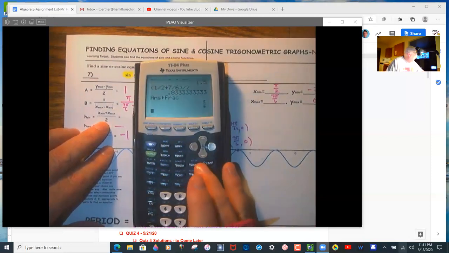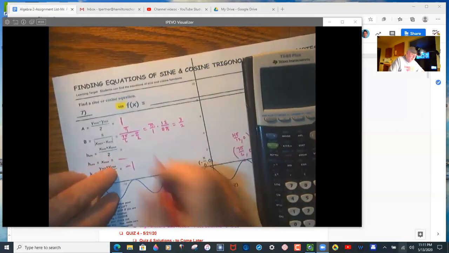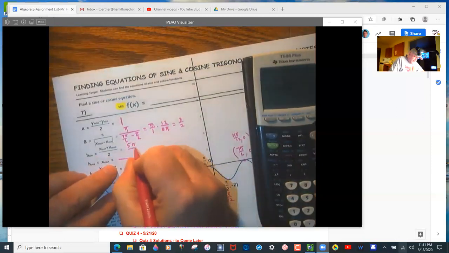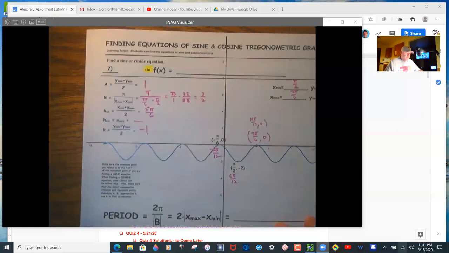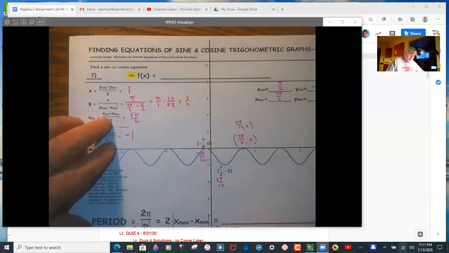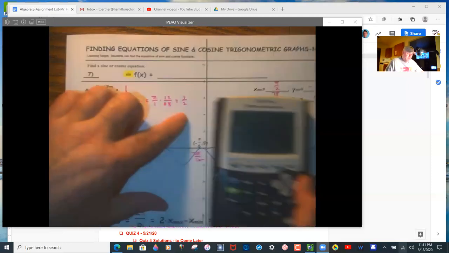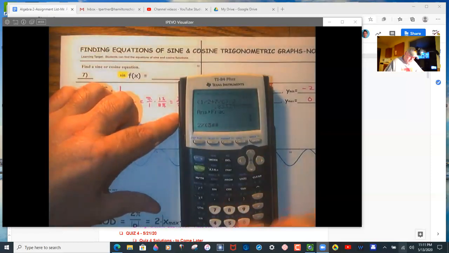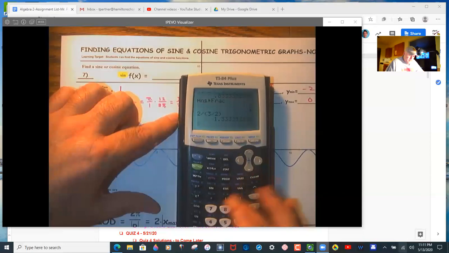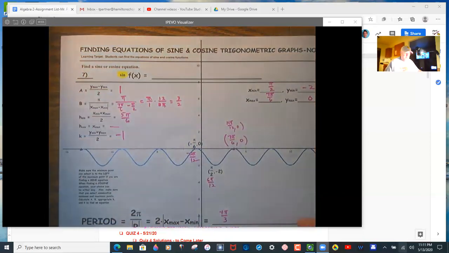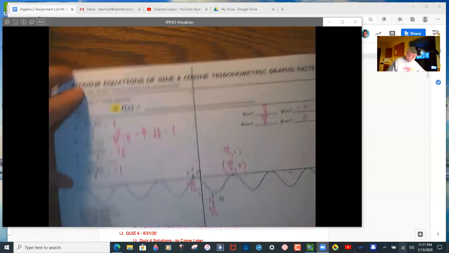So 5 pi over 6 is the h value. A little goofy there, but doable. And then this will be 4 pi over 3. So 2 over 3/2 is what you're doing here. Put the pi back in. So a lot of fraction work with this because of how the unit circle is set up.